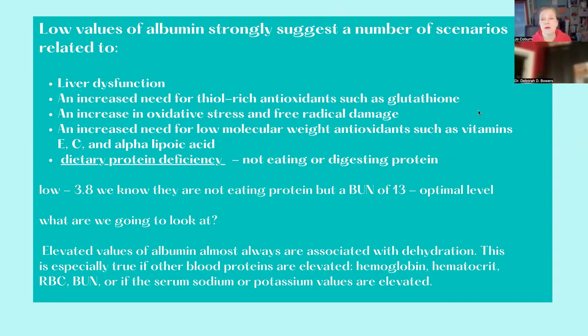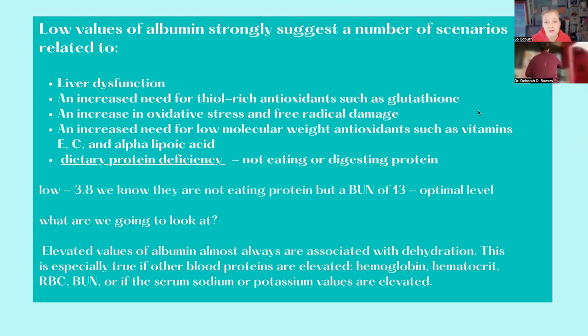So when we see a BUN that's normal and the protein level is down, albumin's not going to be showing the dehydration like it normally would. A normal BUN could also be one that would look higher if they were having a good amount of protein digestion. So they're both going to be lower. The BUN's going to be lower than expected, and the albumin's going to be down.